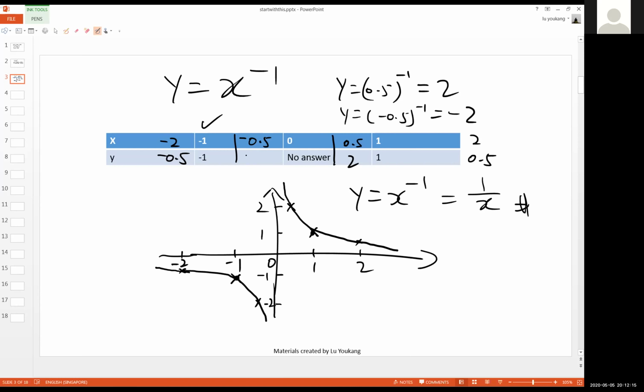With this understanding, let me put a 2 in front. This one is without the constant k. Now I put a 2 in front, so see how this changes the curve. If I put a 2 in front, the y will need to be times 2 throughout. Am I right? Yeah. This one times 2, I get negative 1. This one will be negative 2. This one will be negative 4. Then 0 is still no answer. Then this one will be 4.